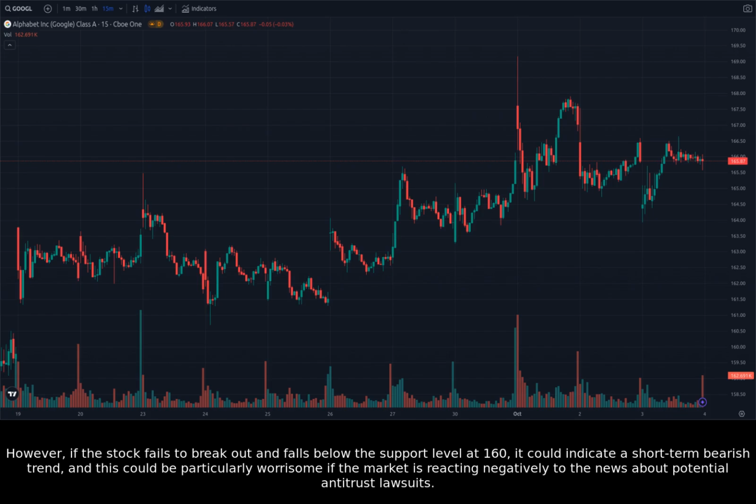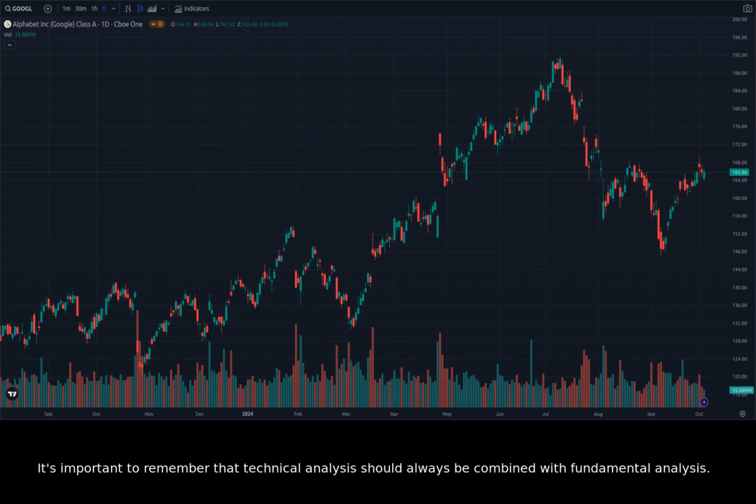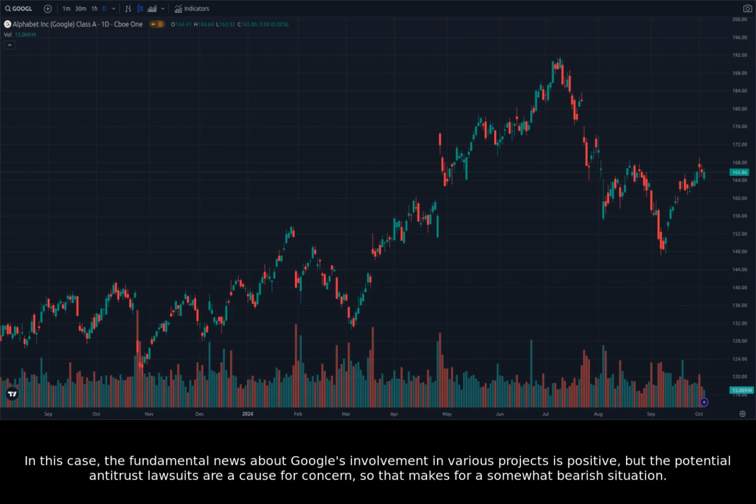However, if the stock fails to break out and falls below the support level at 160, it could indicate a short-term bearish trend. And this could be particularly worrisome if the market is reacting negatively to the news about potential antitrust lawsuits. It's important to remember that technical analysis should always be combined with fundamental analysis. In this case, the fundamental news about Google's involvement in various projects is positive, but the potential antitrust lawsuits are a cause for concern, so that makes for a somewhat bearish situation.